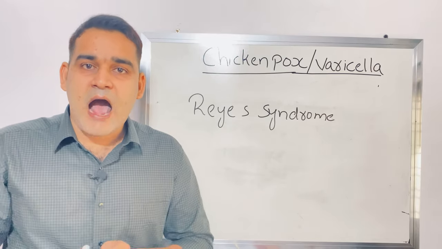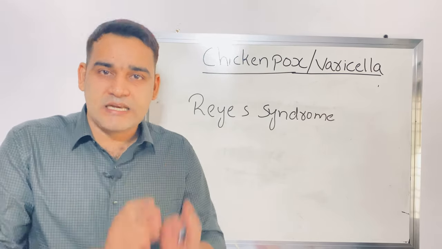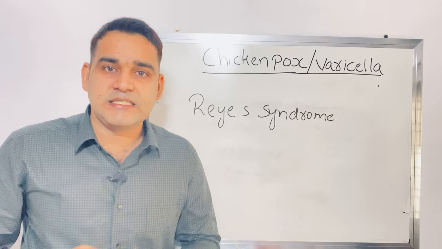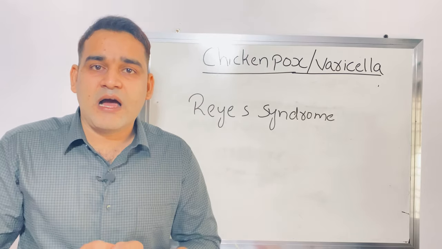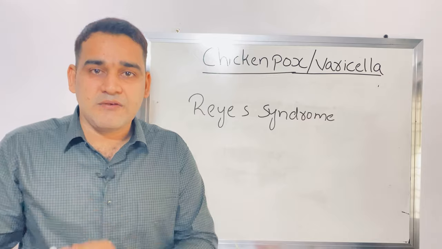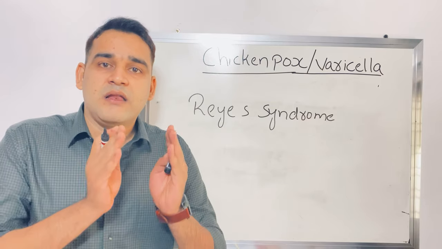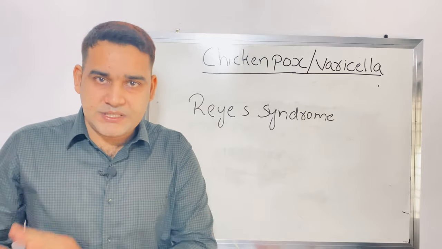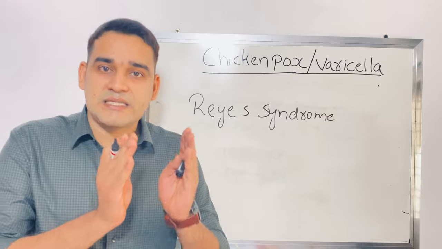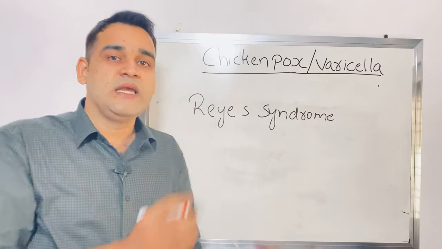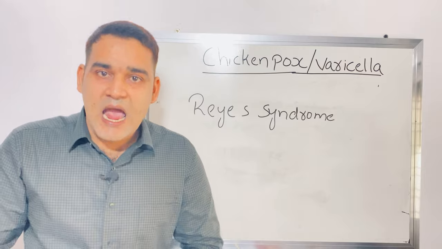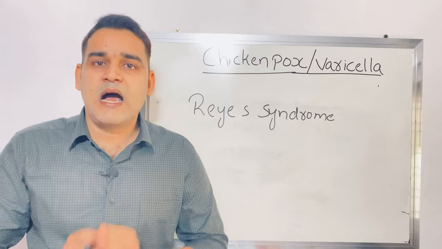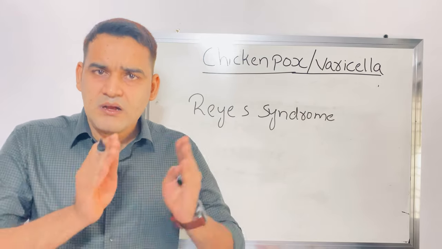Reye syndrome occurs after a viral infection and is mainly seen in children. It is a fatal disease. Fatty degeneration of the liver as well as the brain will occur, along with increased intracranial pressure. The chance of death is high. That is Reye syndrome, which you can see sometimes among children as a complication. And encephalitis, that is the inflammation of the brain, is the other main complication of chickenpox.